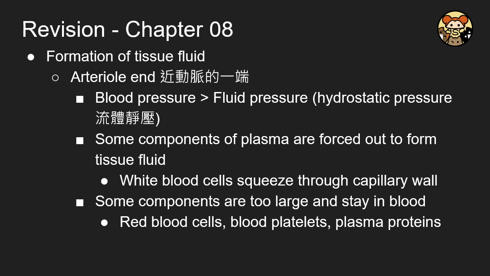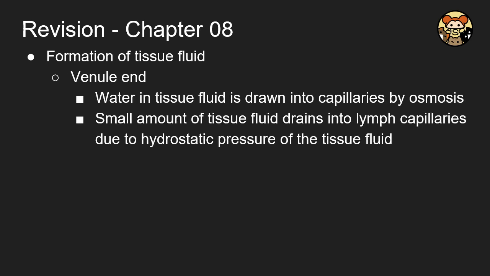How can it be achieved? So here is how it is done. That is by the pressure difference, because near the aorta side, the blood pressure is much larger than the fluid pressure. That's why components of your plasma will be forced out. However, some of them are too large and stay in the blood. That is the red blood cell, blood platelet, and also the plasma protein. The pressure forces materials out. And then on the venous side, because the water is a lot less concentrated in the tissue side, it has an osmotic pressure drawing the water back into your blood.